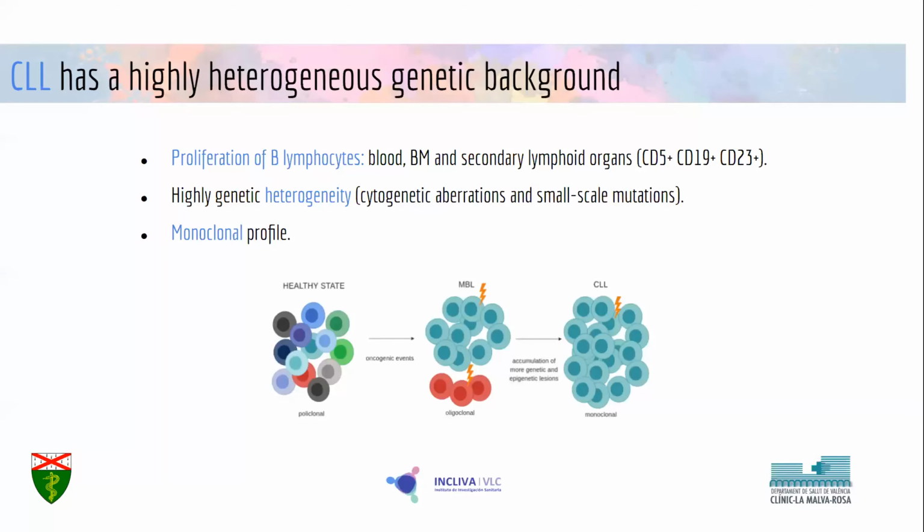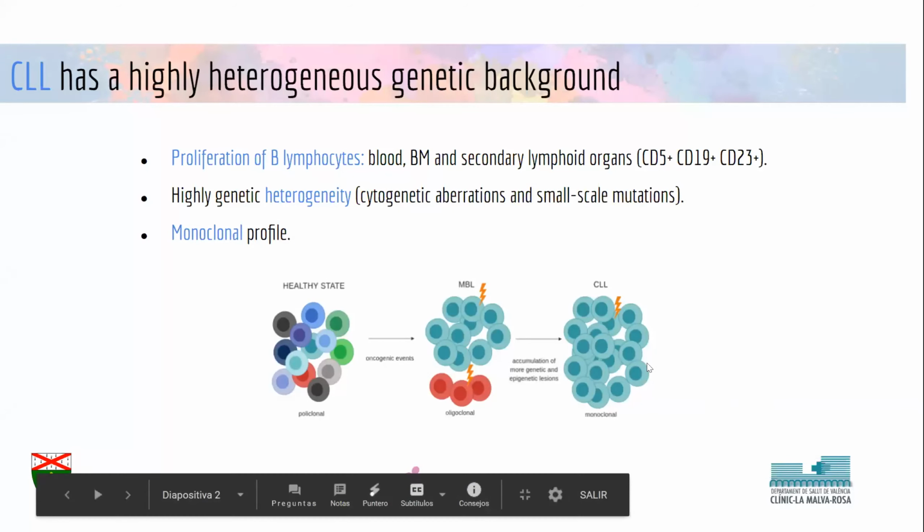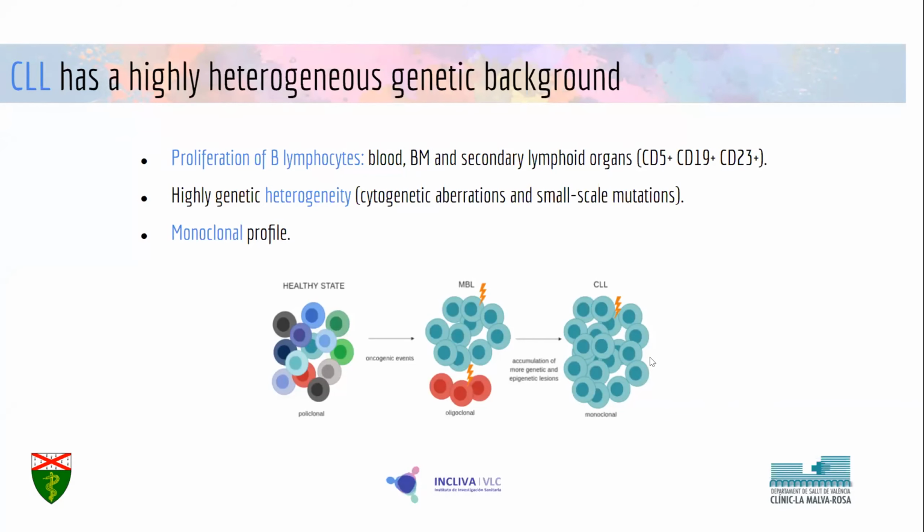Is a single clone that is really dominant and that has been selected among the other tumor clones. So we can see the difference between the normal B-cell repertoire, and then after oncogenic events, we get to that monoclonal profile or state.